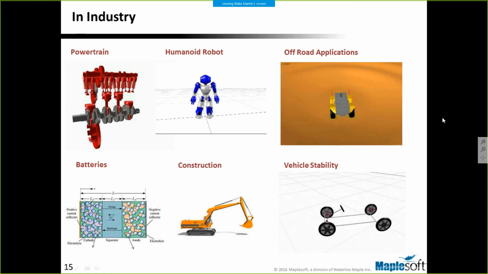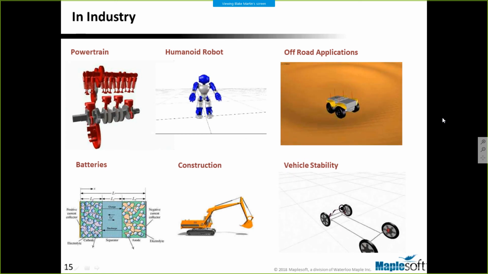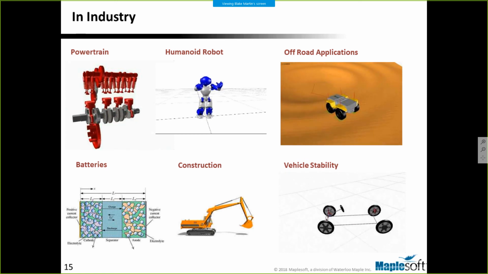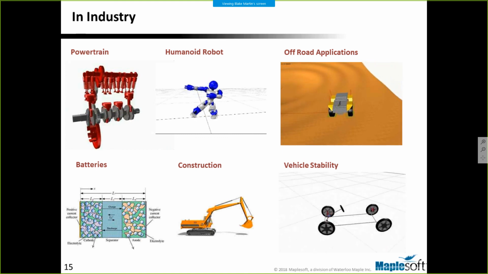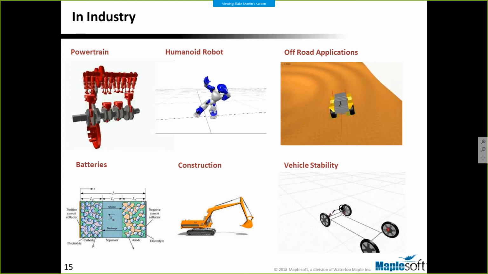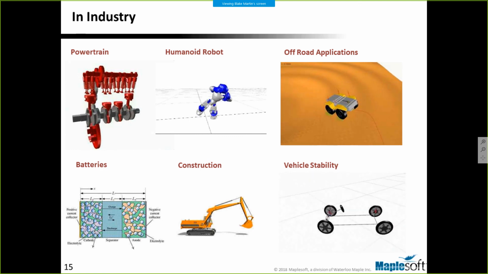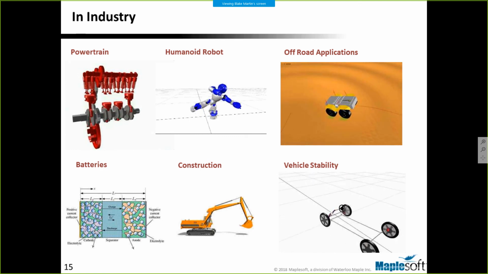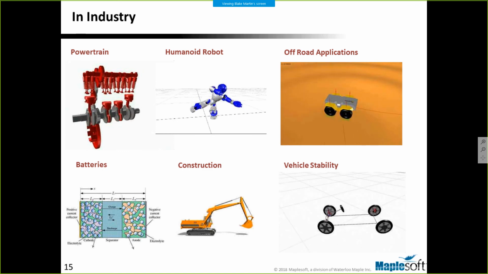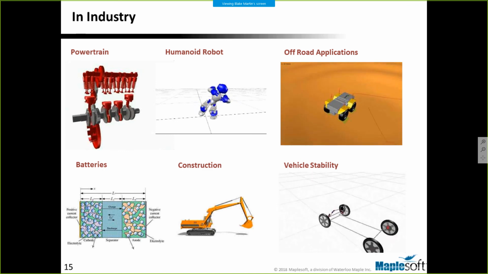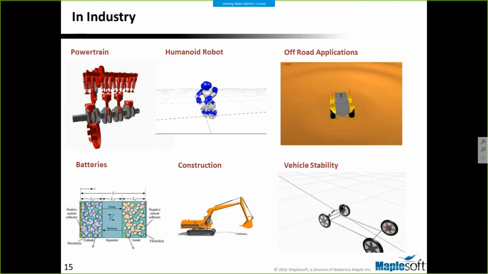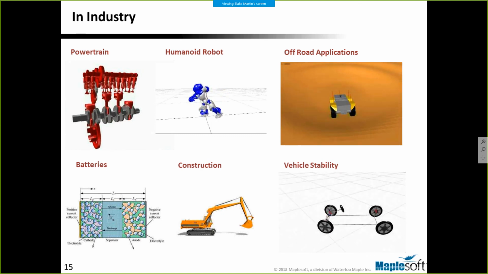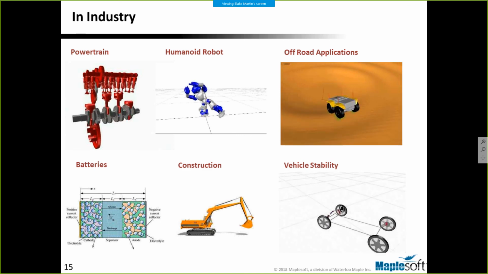So what are different industries that are using MapleSim and our product? So we have vehicle companies, so for powertrain modeling, humanoid robots, similar to the Now robot that was shown, you can do a lot of these complexities. We do off-road applications, so MapleSim has a tire library that you can use for modeling tire contact in vehicles.